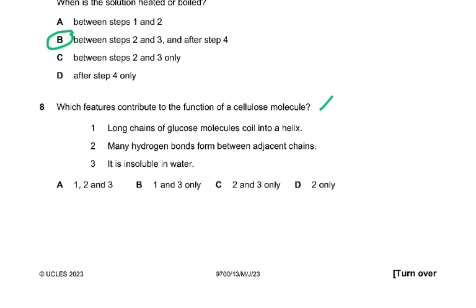Long chains of glucose molecules into a helix? No, there is no helix in the cellulose. So this would be a bit of a distractor and you won't really know whether you knew this or not. So question number 8, the answer is C, 2 and 3 only. Many hydrogen bonds between adjacent chains and the fact that it is insoluble. That means the cellulose cell wall can function as a rigid structure, preventing the cell from bursting in a plant cell.